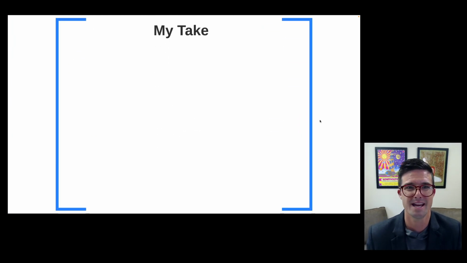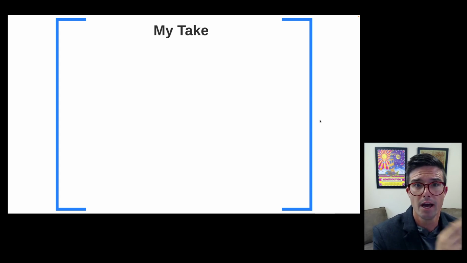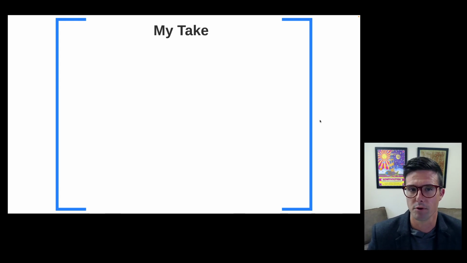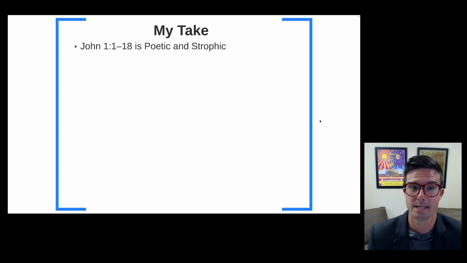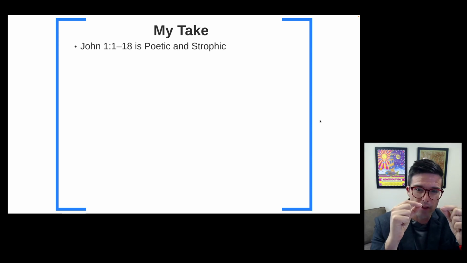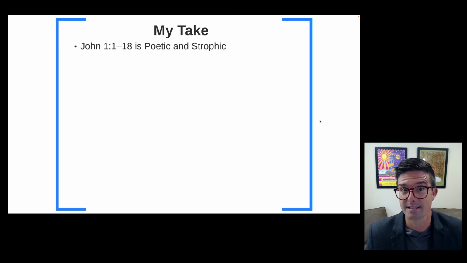So to take us out here, I want to give you my take on the prologue based on the two main options, or the two primary ways that the text gets structured, and then move us to an exegetical summary of the prologue. I absolutely think that John 1:1-18 is poetic, and I do think it is strophic. That is to say, I think it advances in sections rather than in more microscopic bits as the chiastic structure would have it.